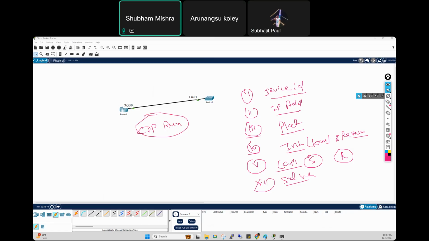Fine? If you want to enable the CDP on an interface, what is the command? CDP enable. This is the command by which you enable the CDP on an interface.